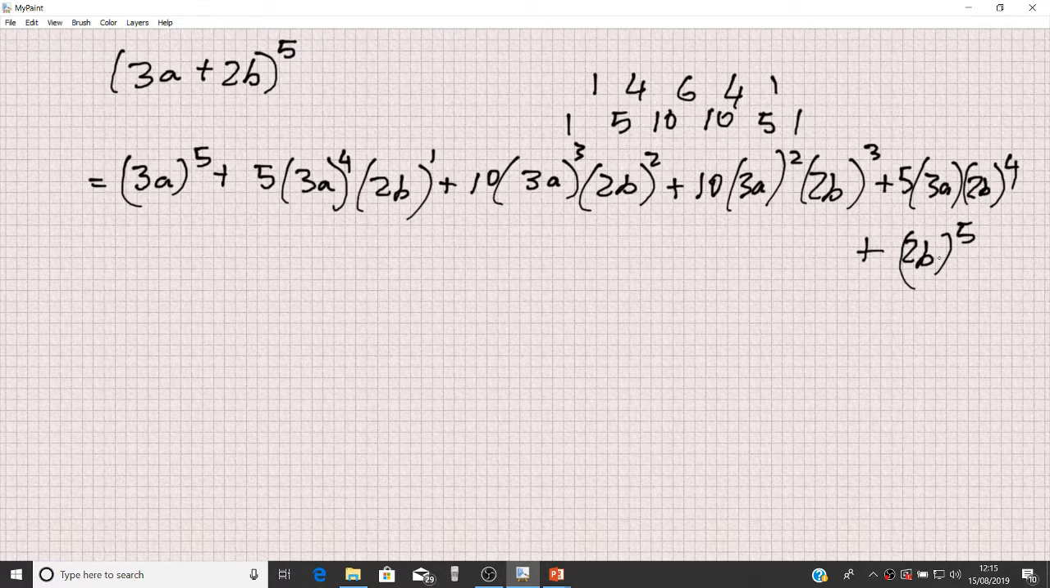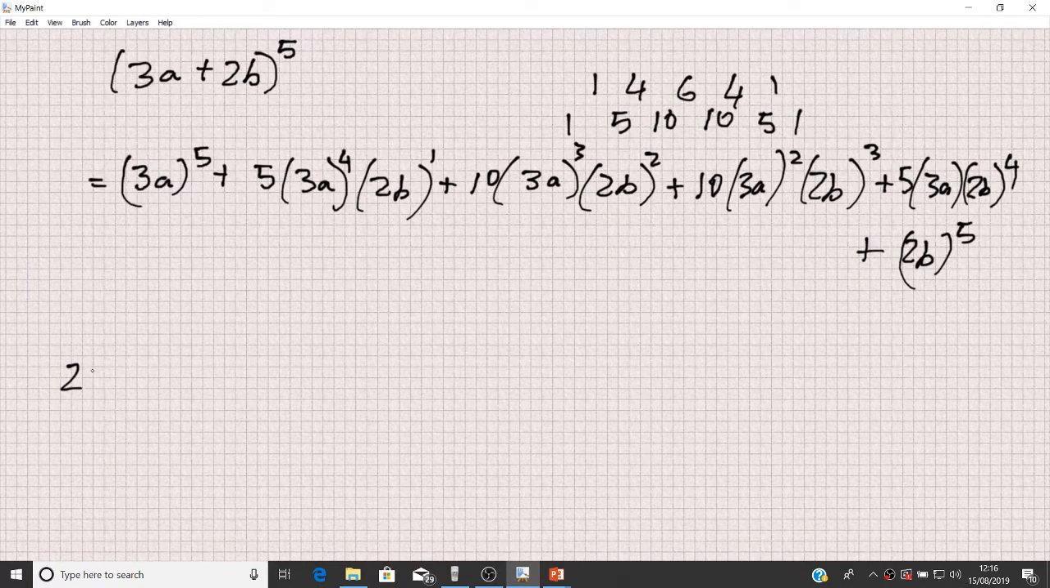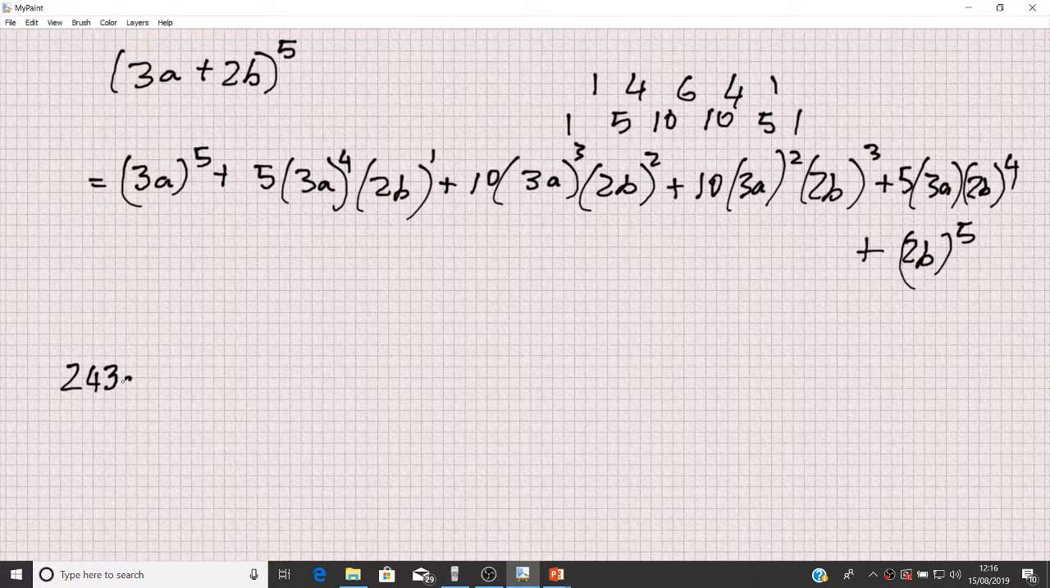Okay, so we'll need to simplify each of those terms, and will we use the calculator to help us? I think maybe just keep the calculator to hand. So the first term was 3a raised to the power of 5. So let's just quickly check. 3 to the power of 5 is 243, so 243a to the power of 5, plus.